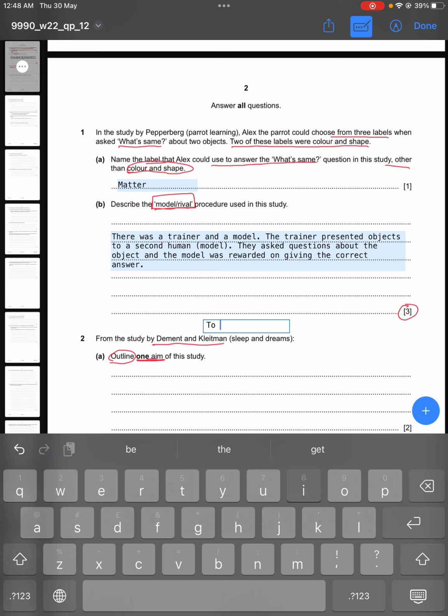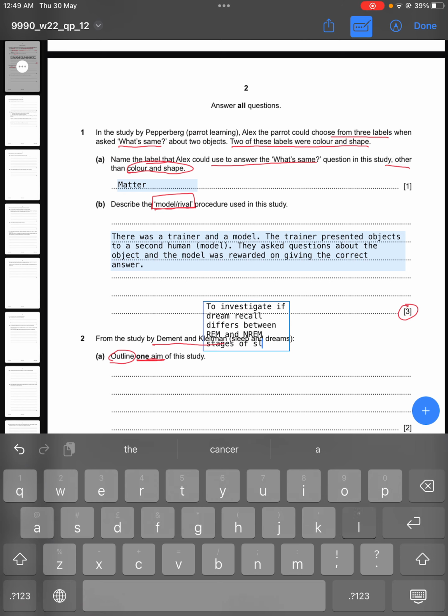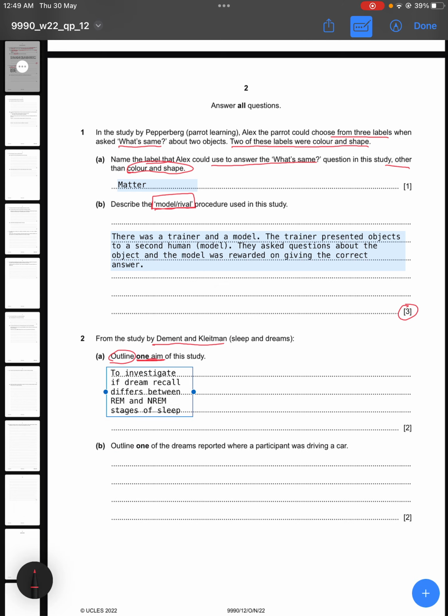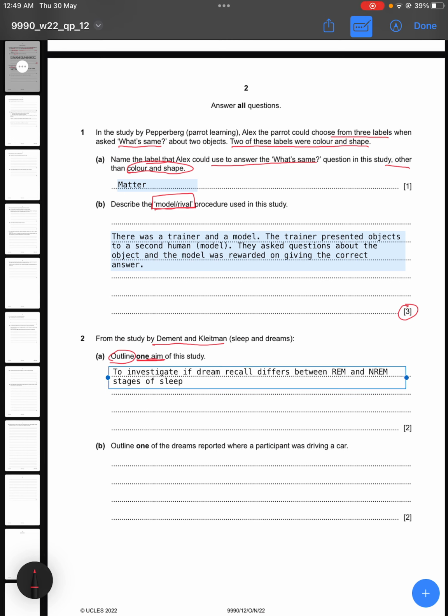So one of the aims was to investigate if dream recall differs between REM and NREM stages of sleep. If you are writing that one of the aims was to investigate the dream recall or the recall differences, or that it was to investigate if dream recall differs between different sleep stages, you're going to get 1 mark for it because you're not mentioning which sleep stages. So the sleep stages were REM and NREM, so you need to mention that to gain full marks.